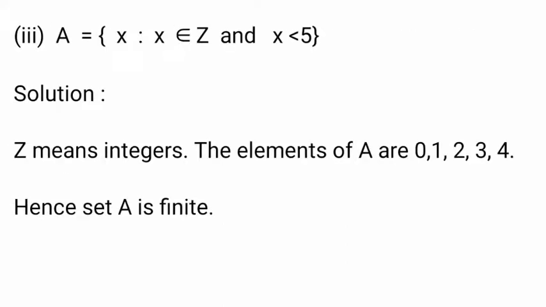Third one, A equals the set of x such that x belongs to Z and x less than 5. So Z means integers. We have to start with 0. Solution: Z means integers. The elements of set A equal 0, 1, 2, 3, 4. That is finite, hence set A is a finite set.